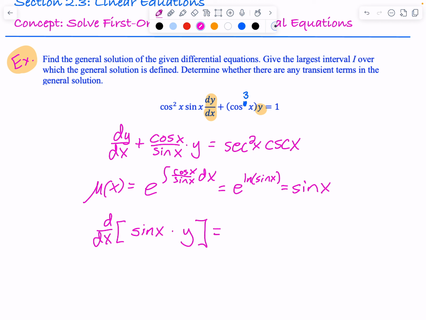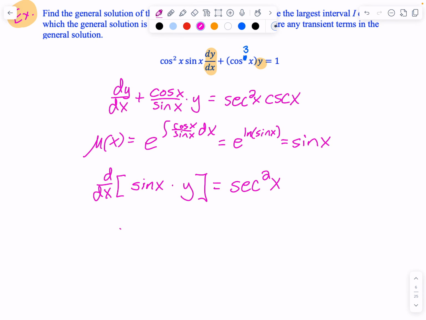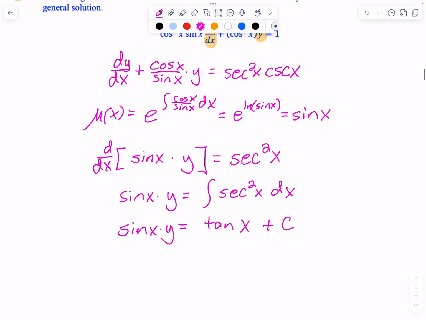And then I have to multiply the other side by sine. Well, this is 1 over sine, so those things cancel, leaving me with the secant squared, which I'm really happy about. Okay, then we integrate. I get sine x times y, and then the integral of secant squared x. And why we're happy about that is that's a nice, pretty tangent x plus c, right?